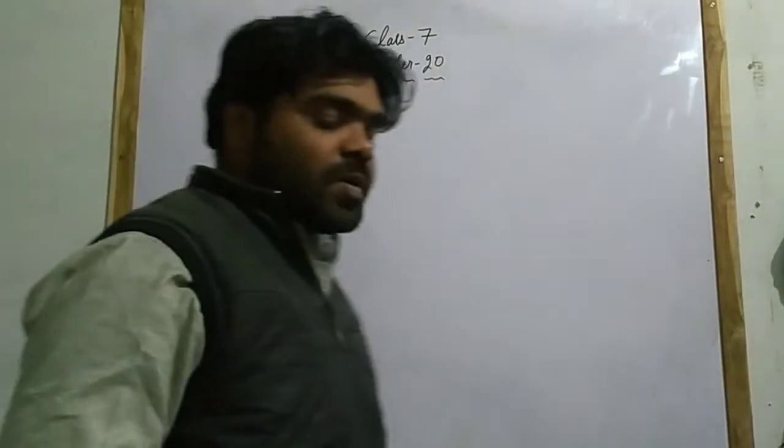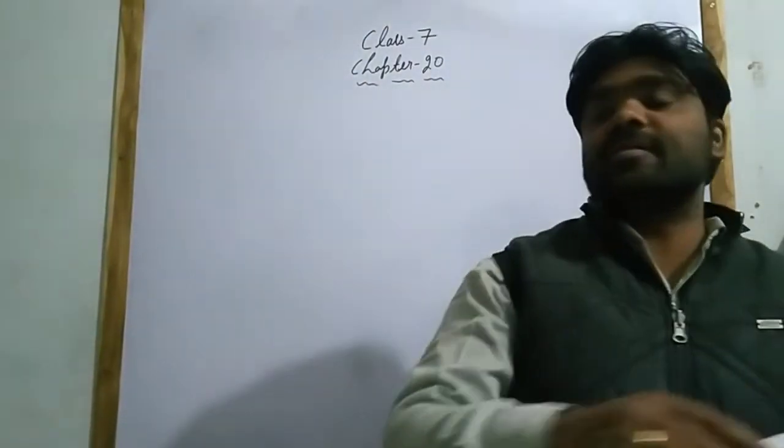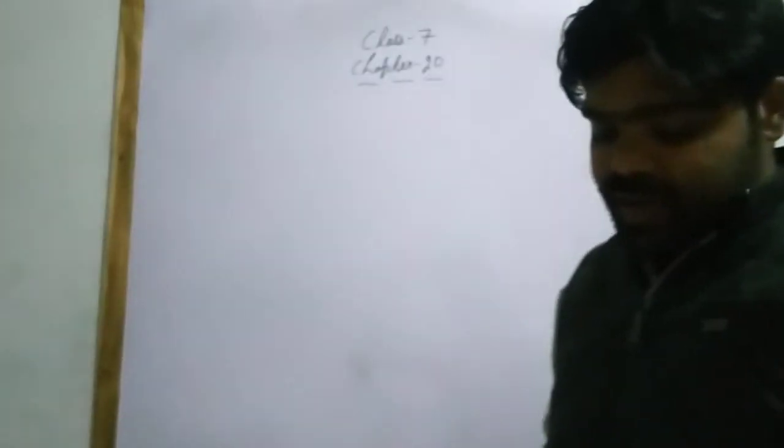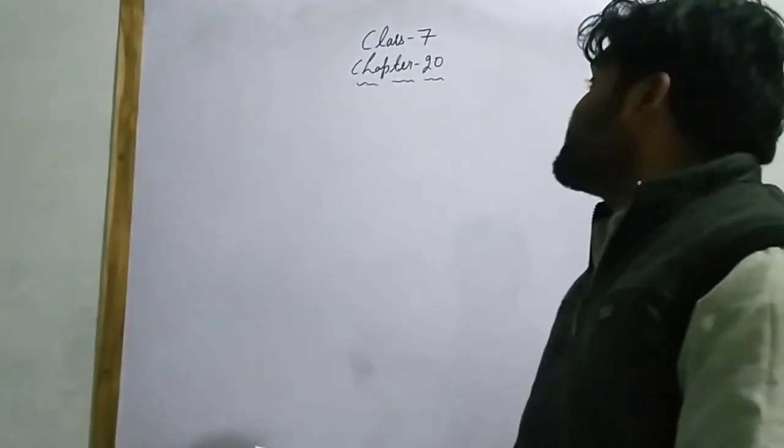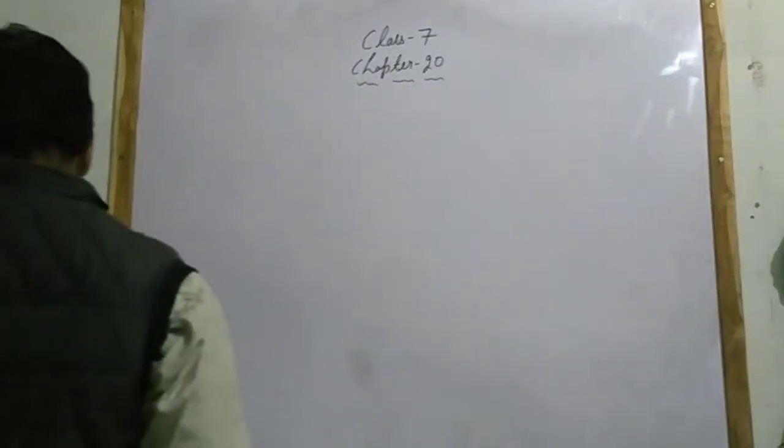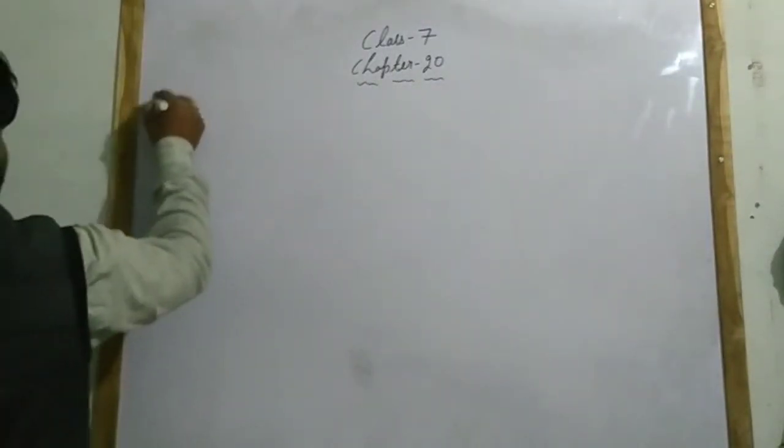Good morning students. Today we will study class 7th, chapter number 20, which is mensuration. Before starting this chapter, we have to know some formulas of this chapter, and the formulas are: first one is your rectangle.